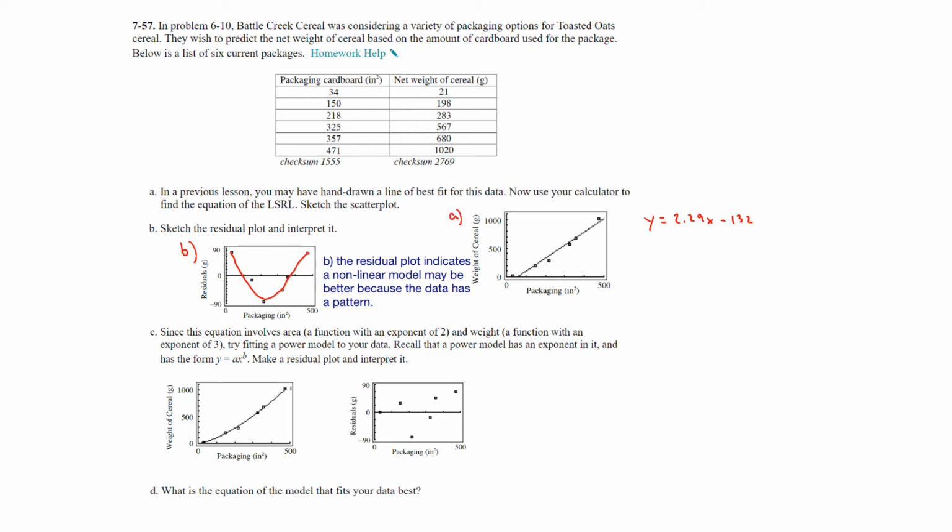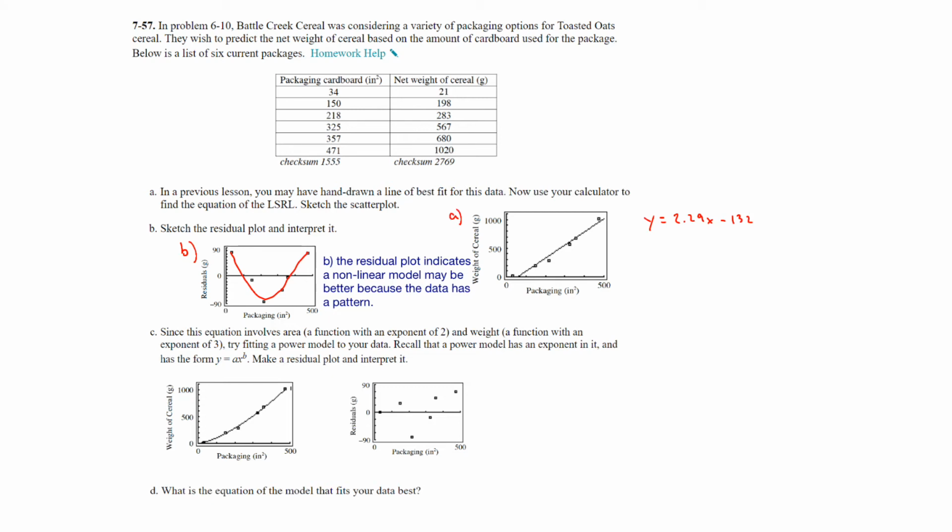Moving on to part C, since this equation involves area, a function with an exponent of 2, and weight, a function with an exponent of 3, try fitting a power model to your data. Recall that a power model has an exponent in it and has the form y equals a x raised to the b. So make a residual plot and interpret it.